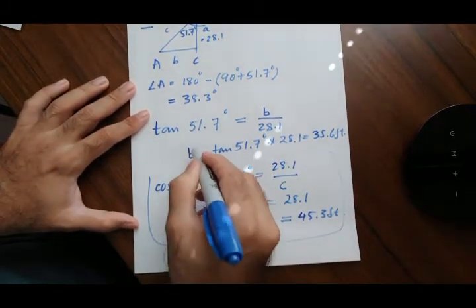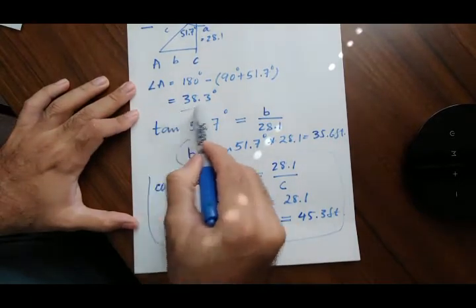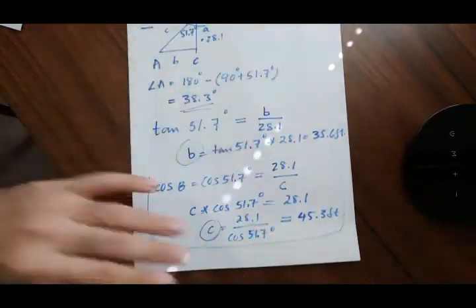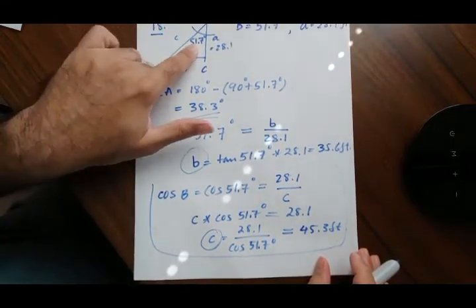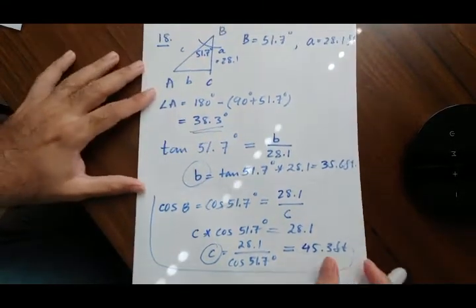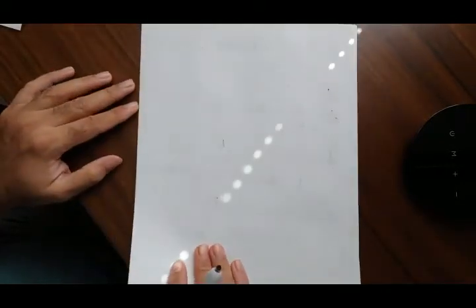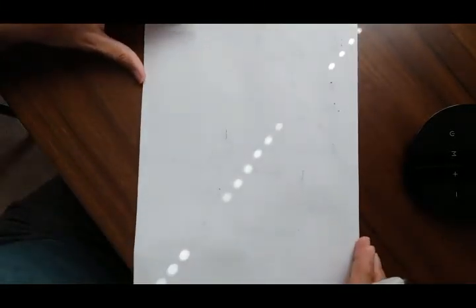So I find C, and I also find B and the angle A. So now I know all the sides and all the angles of this right angle triangle. All right, so let's move on to another type of problem.